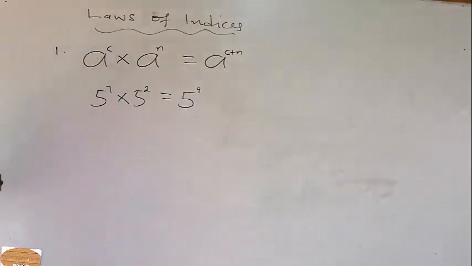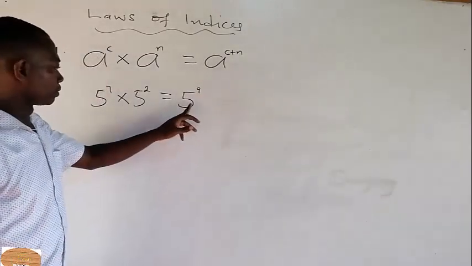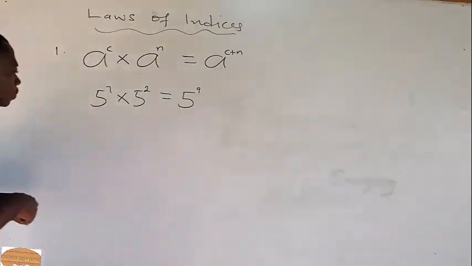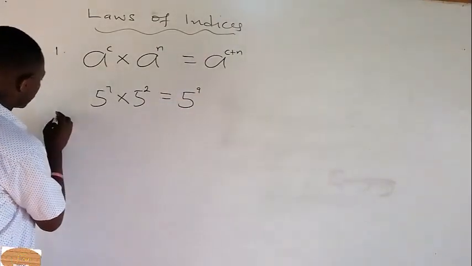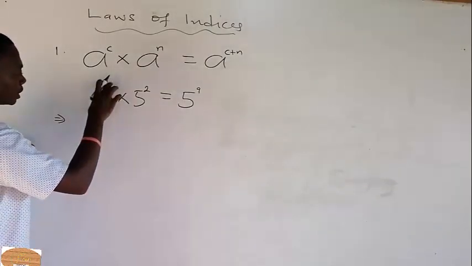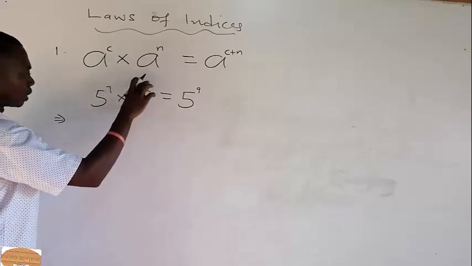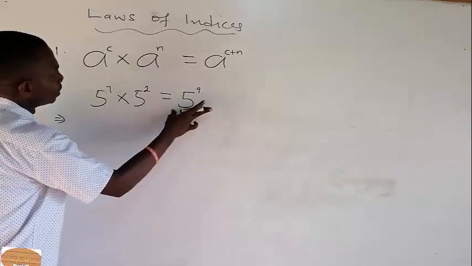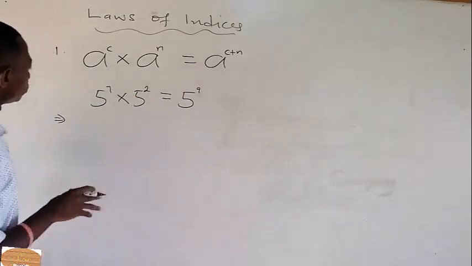Alright, so this one means that 5 will multiply itself 9 times. This one is also the same as 5 multiplying itself 7 times, then this one, 5 multiplying itself 2 times. If you combine, you get this one. Alright, so that's the first law.